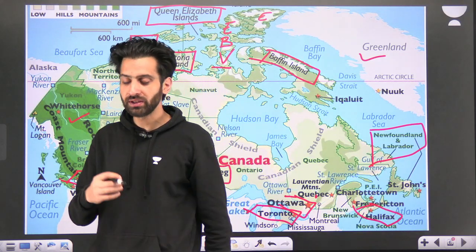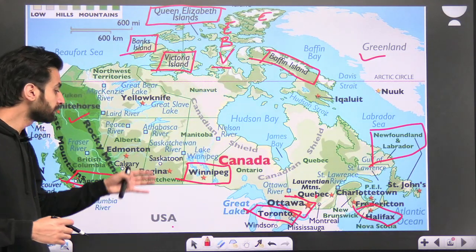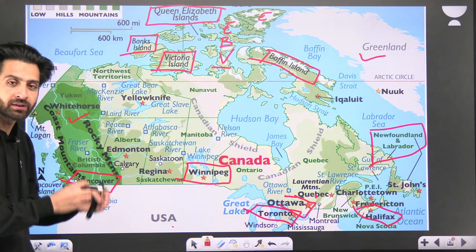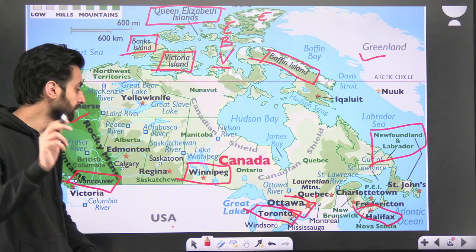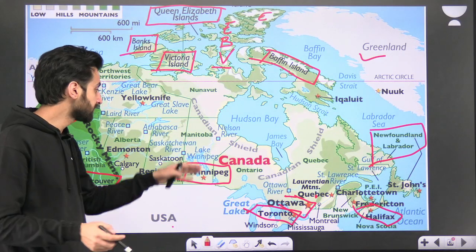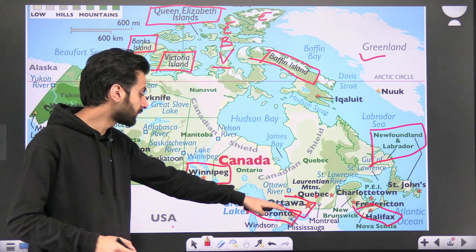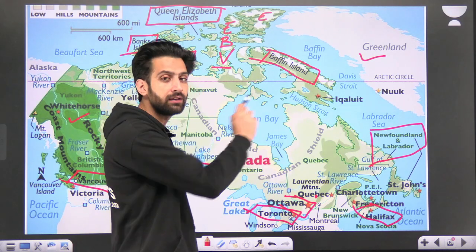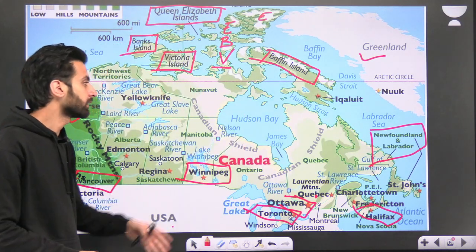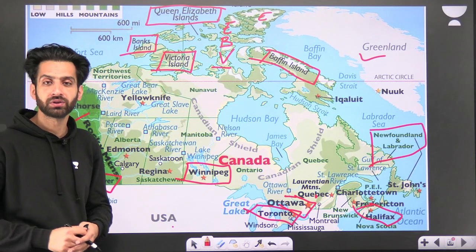So I hope you understood each and everything, and you remember and memorize these things. These are some of the important places that I have highlighted here. That's Vancouver in British Columbia, number 1. Then Winnipeg in Manitoba. Then we have Ottawa and Toronto. Then we have Halifax, and then we have Newfoundland and Labrador. These are the important places that I have mentioned for you guys.